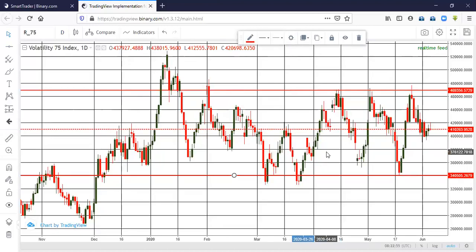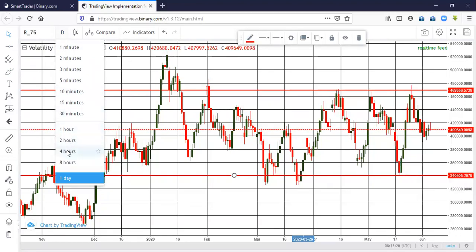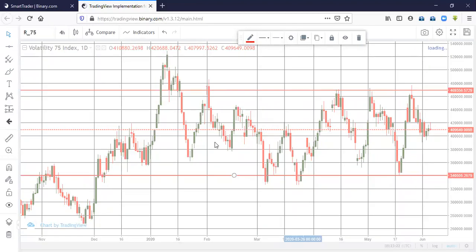And remember, the higher the time frame, the stronger the resistance and the support which you get. So the higher the time frame, the stronger the support and the stronger the resistance. Once you have mapped out your resistance level and your support level, you would now change your time frame to the 4 hours time frame.